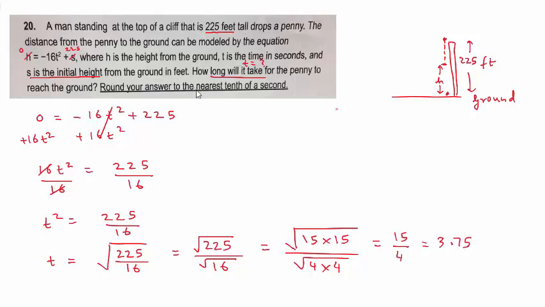Now the question requires you to round your answer to the nearest tenth of a second. So we are not going to keep it as 3.75. We are going to round this to 3.8 seconds. This is the time taken by the penny to reach the ground.